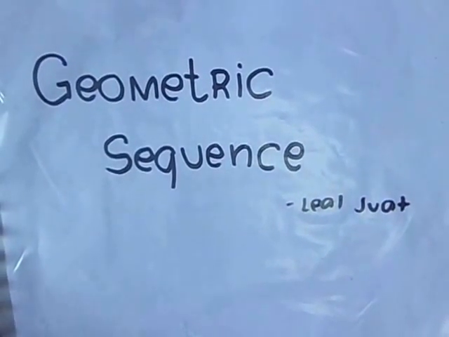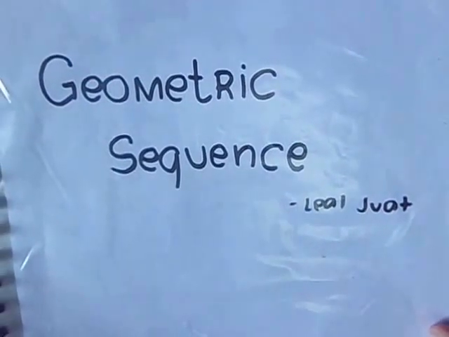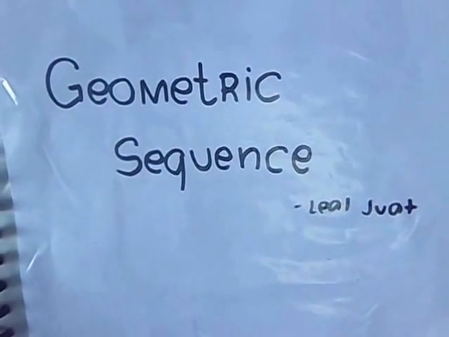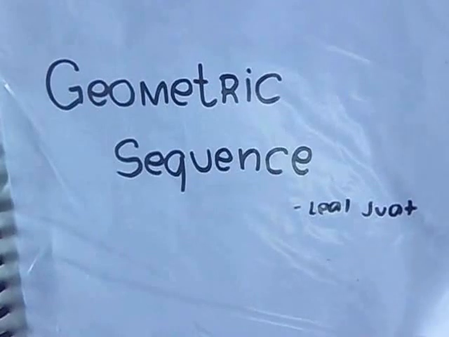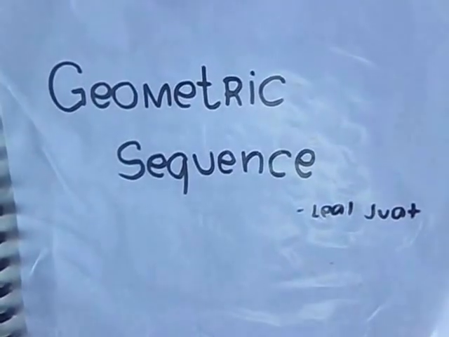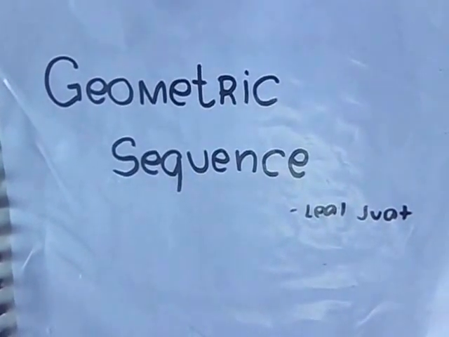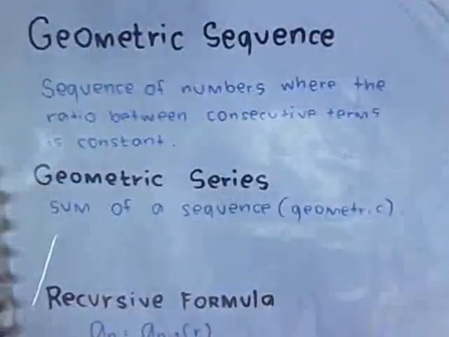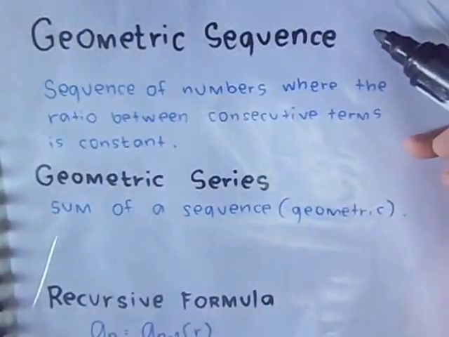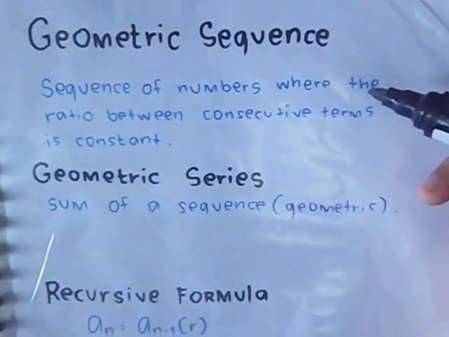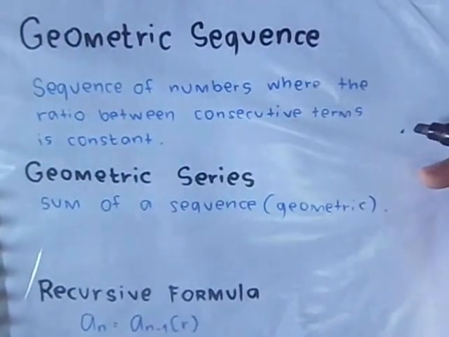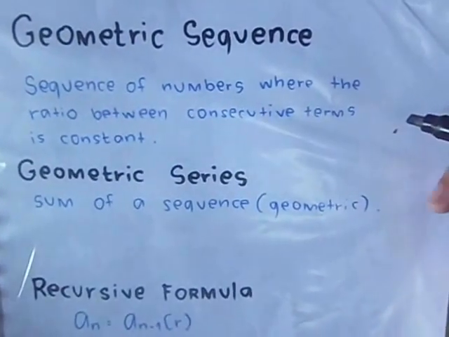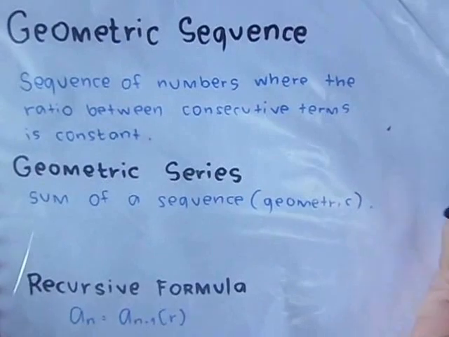Today we're going to talk about geometric sequence. By a sequence, we mean an arrangement of numbers in definite order according to some rule, and a sequence is said to be geometric if the ratio of any term to its preceding term is the same throughout. A geometric sequence is a sequence of numbers where the ratio between consecutive terms is constant, and the geometric series is a sum of a sequence.